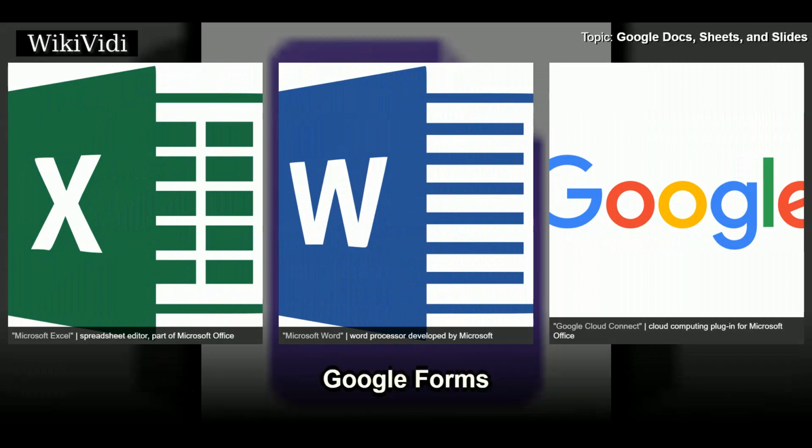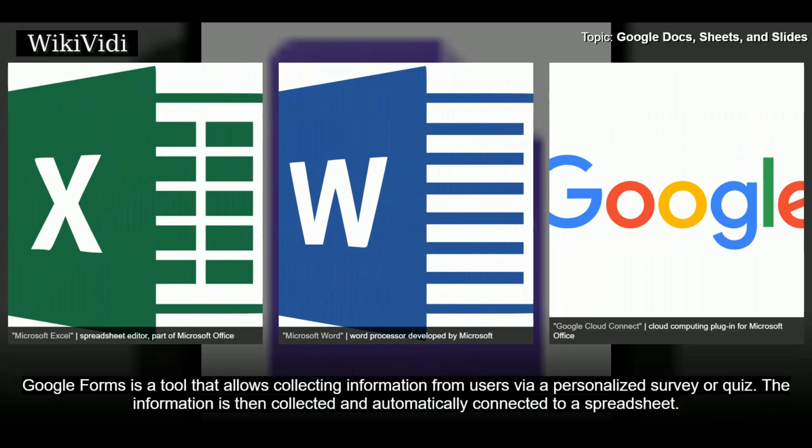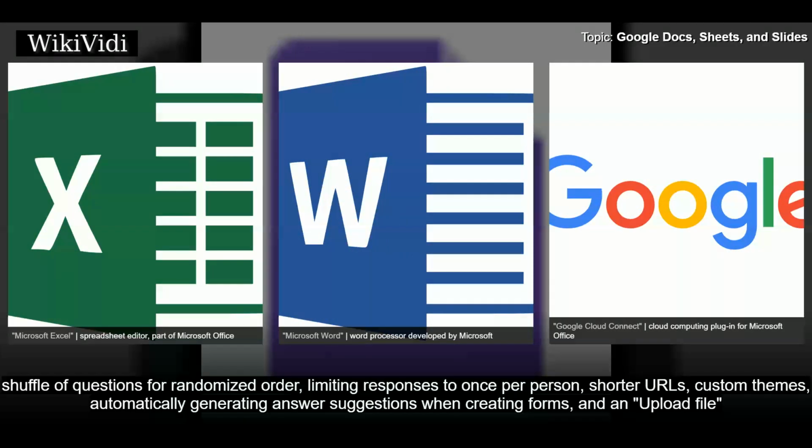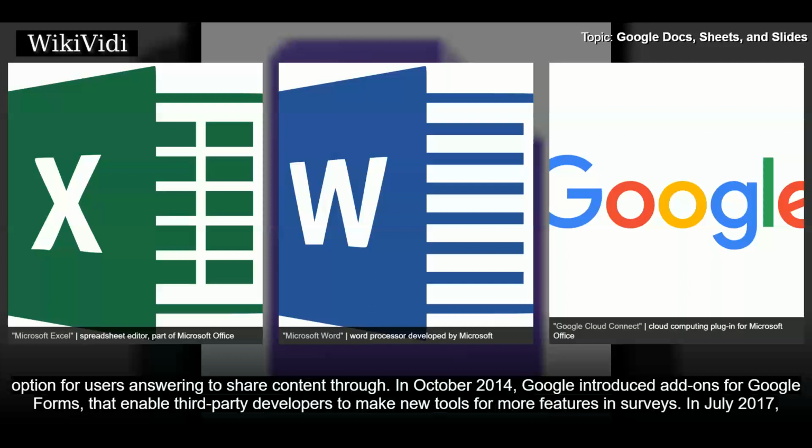Google Forms. Google Forms is a tool that allows collecting information from users via a personalized survey or quiz. The information is then collected and automatically connected to a spreadsheet. The spreadsheet is populated with the survey and quiz responses. The Forms service has also received updates over the years. New features include, but are not limited to, menu search, shuffle of questions for randomized order, limiting responses to once per person, shorter URLs, custom themes, automatically generating answer suggestions when creating forms, and an upload file option for users answering to share content through.